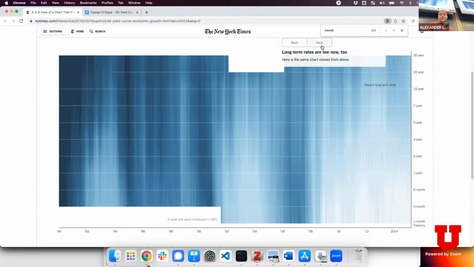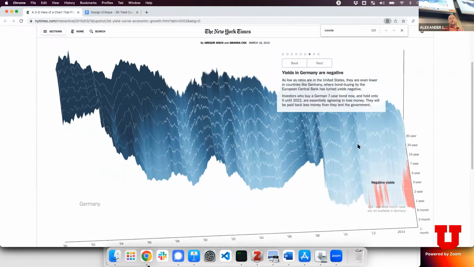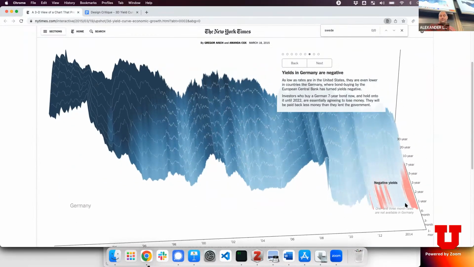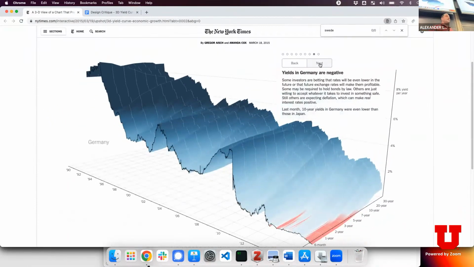Okay, and then if we keep going here, we're now suddenly in a different country, right? And here we have negative yields. Here they've made this interesting choice of using a different color. Why does a different color make sense here? Because it's negative. If we translate it into color scale terms, we have a diverging color scale because we have a meaningful neutral point, right?